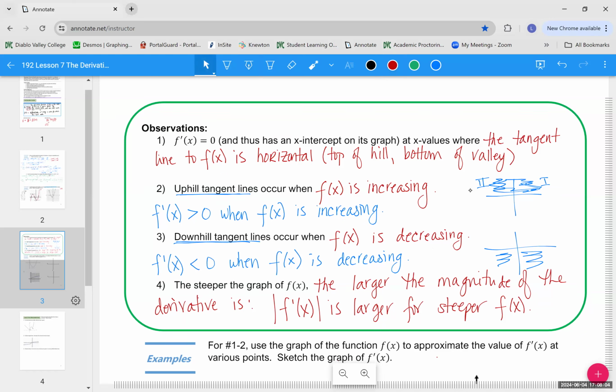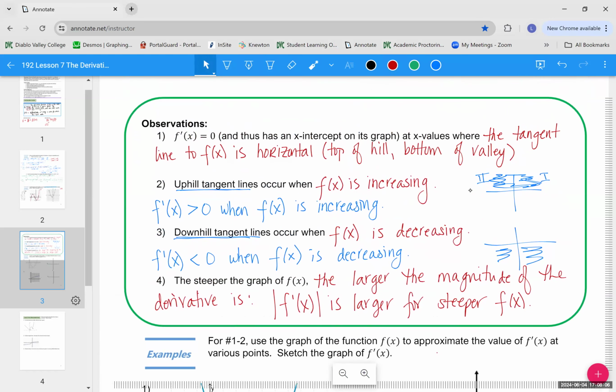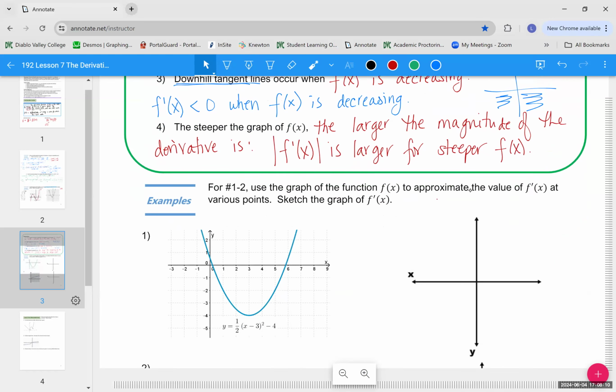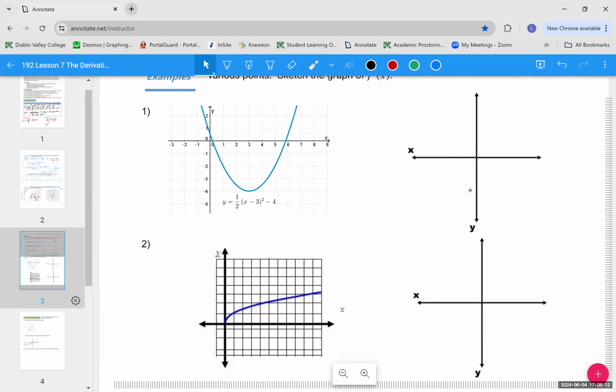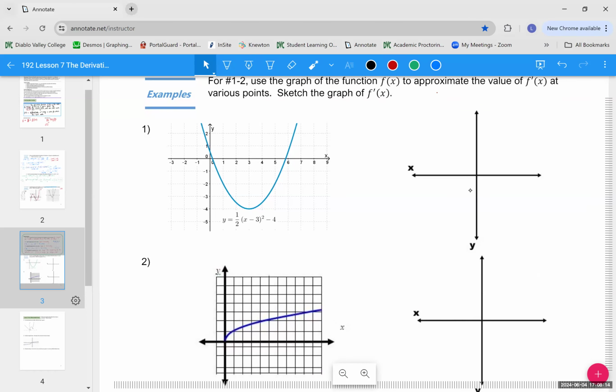Okay, so those are the observations that we got from just doing this process once. And I have 2 more pictures here. And I'd like you, again, to pause the video. You'll notice I'm not asking you to be totally precise, but I just want you to get an idea. Try to figure out about what the shape of each one of these derivatives would be.